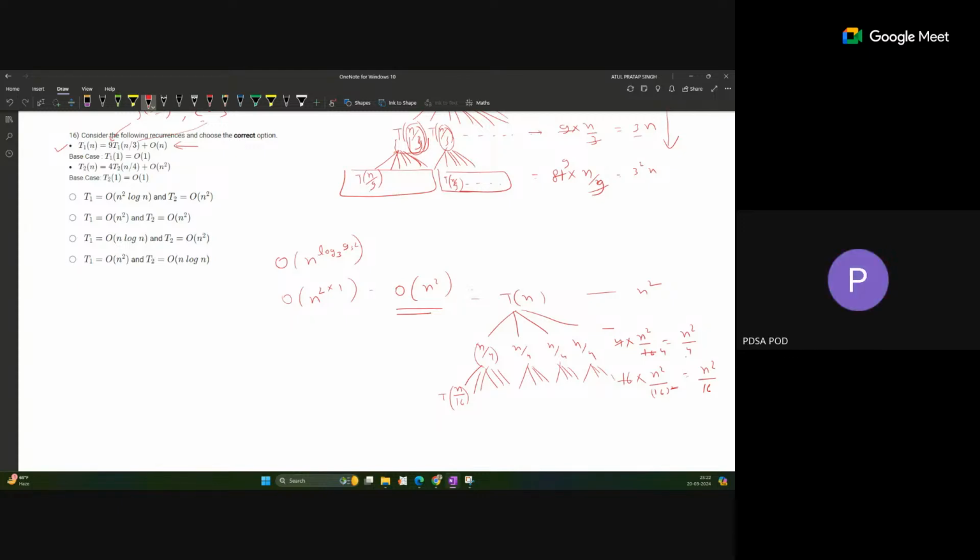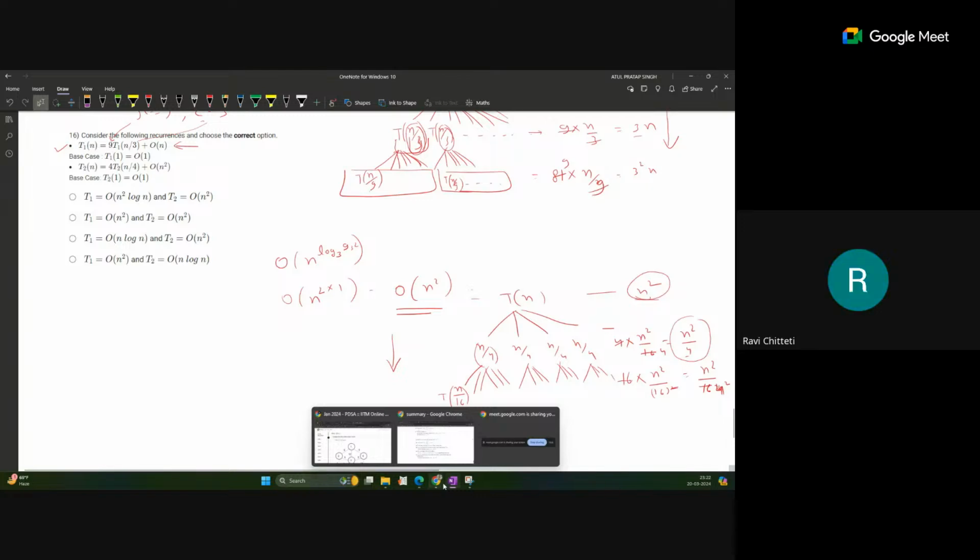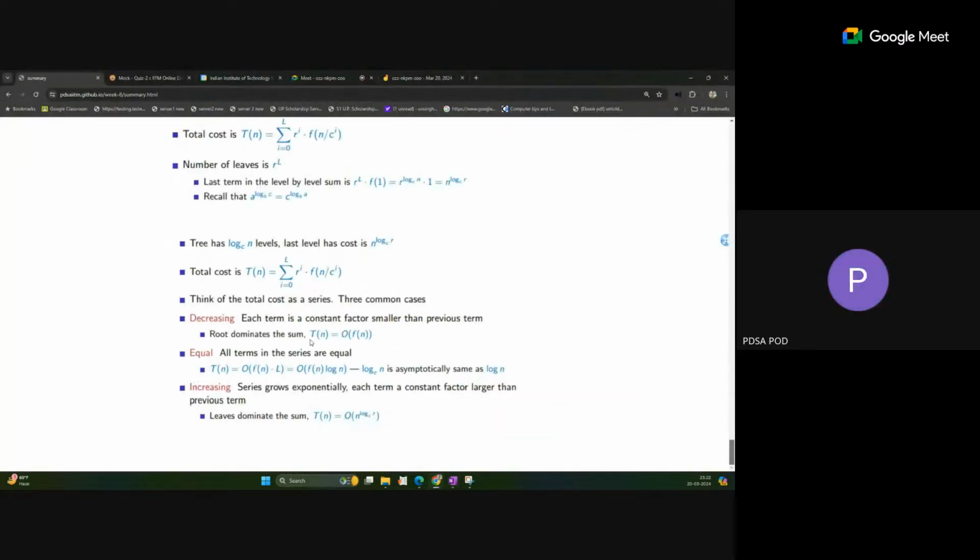This time the lower value is increasing. This is now 4 to the power 1, now it becomes 4 to the power 2, in this manner. So you can see this time the value is decreasing. Initially this was n square, now it becomes n square by 4, and at the next level n square by 16. So this value is decreasing. In the case of decreasing, just use this formula directly: T(n) equals big O of F(n).